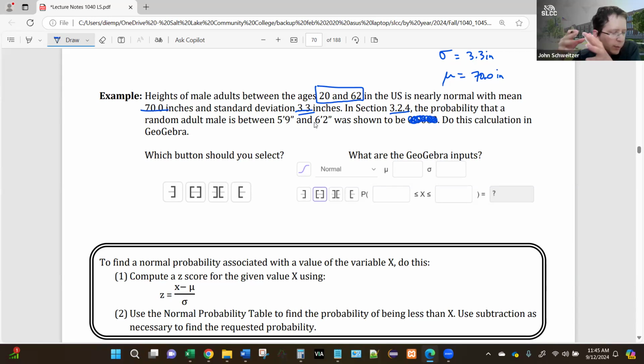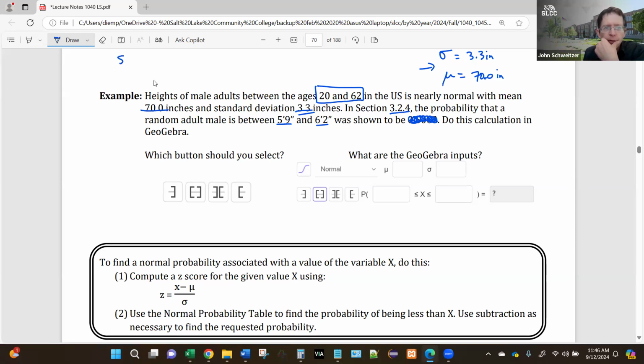Now I've covered it up. I'll pretend we can't see it for a second so we know what we're trying to find. If somebody comes to you and asks what proportion of males are between 5'9" and 6'2", you can find it with GeoGebra. One thing you have to do: the foot and inch measurement is a mixture of two units, feet and inches, so it's probably best if we switch it over to inches.